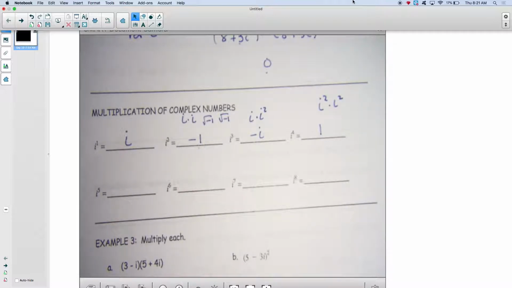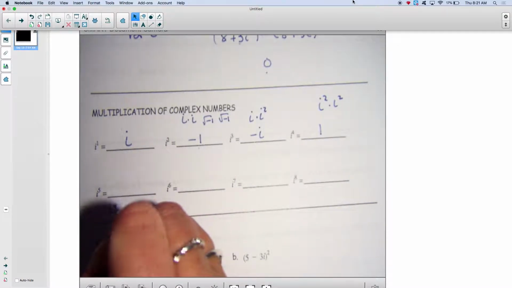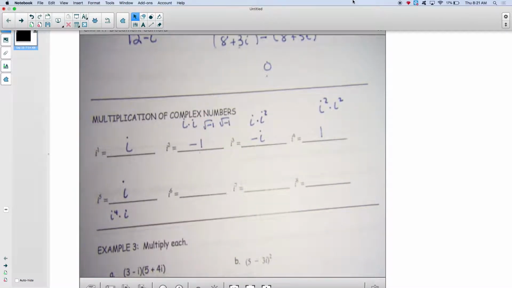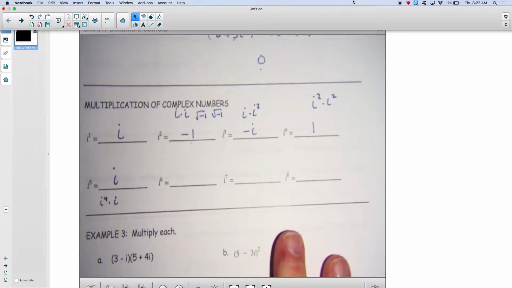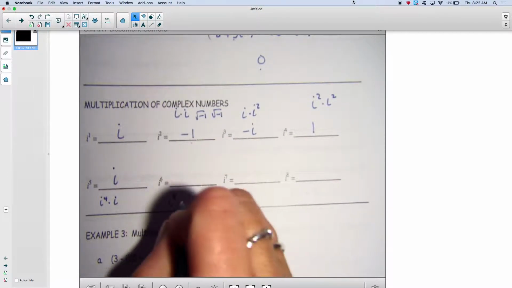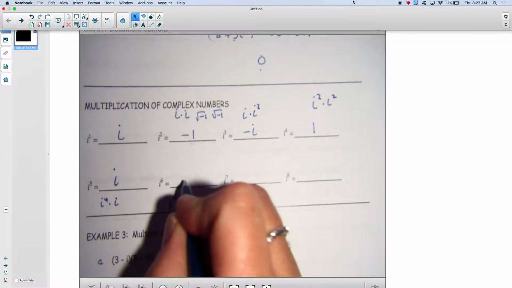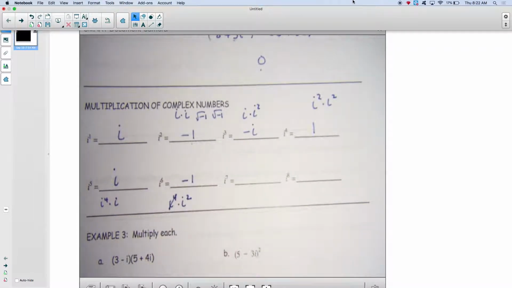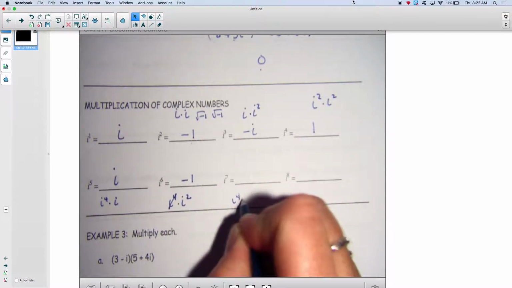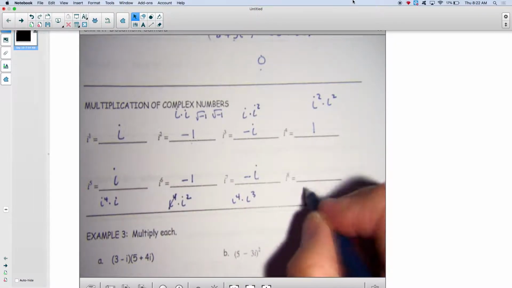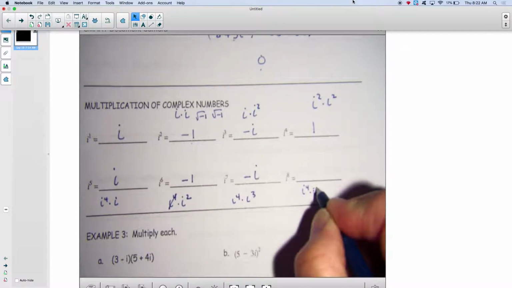And what happens in the next line? It's a pattern. It repeats. This is i to the fourth times i. Well, i to the fourth is 1. That's i. This is i to the fourth times i squared. i to the fourth is 1. i squared is negative 1. i to the fourth times i to the third. i to the third is negative i. i to the fourth times i to the fourth is 1.